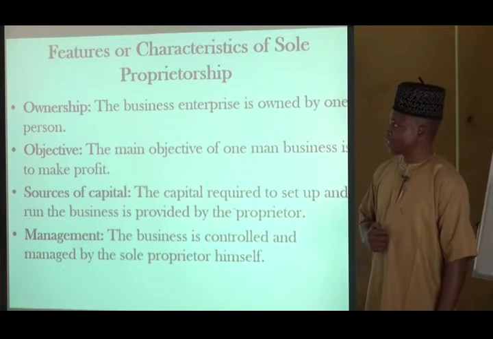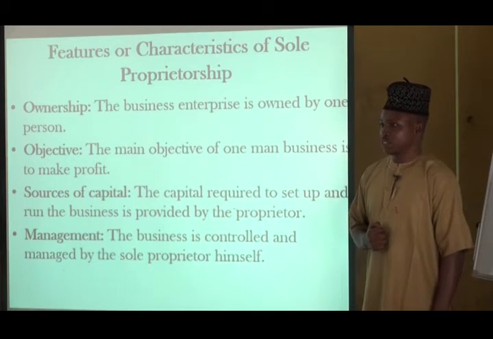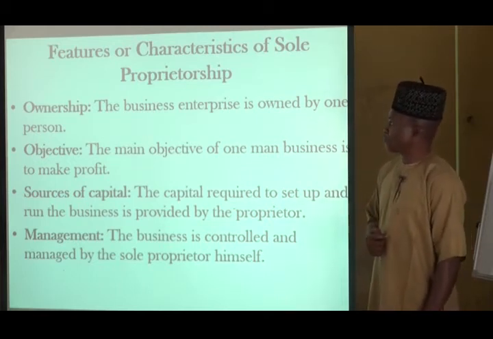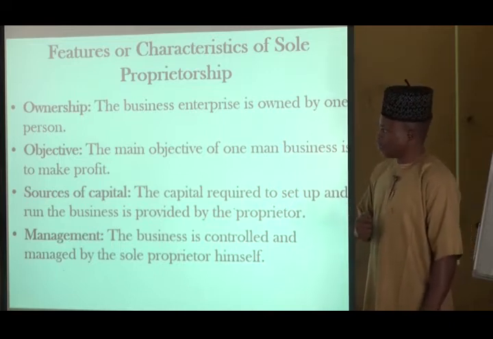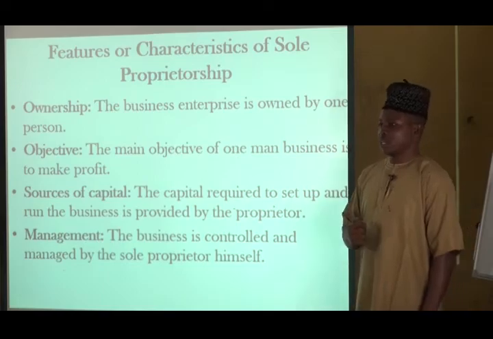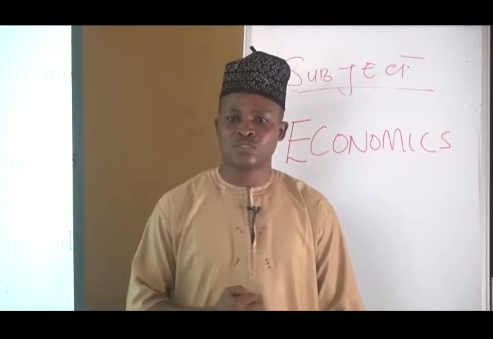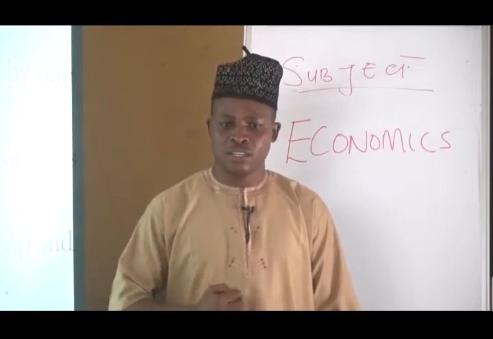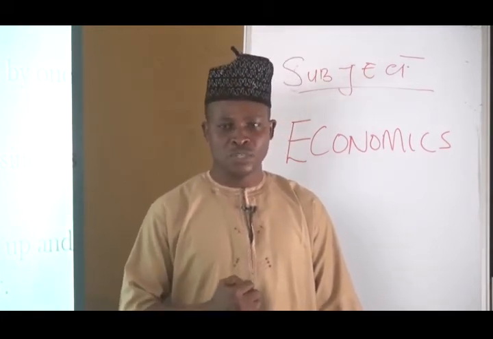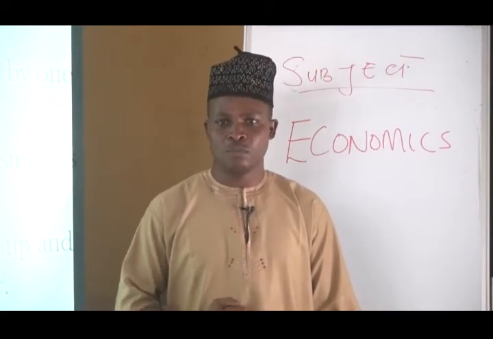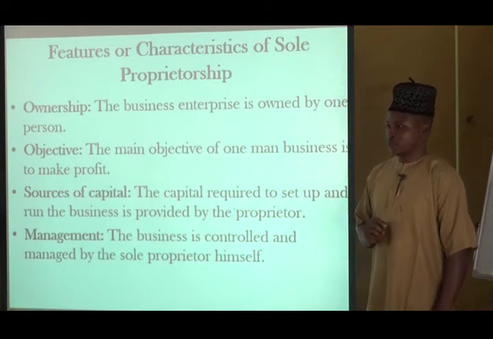The next thing is the features or characteristics of sole proprietorship. Number one, ownership. The ownership of this type of business is just one person, because the proprietor owns the business. The ownership is just him alone, unlike the partnership where the membership of the business is between 2 to 20 people. But in the case of a sole proprietorship, the membership is only one person.